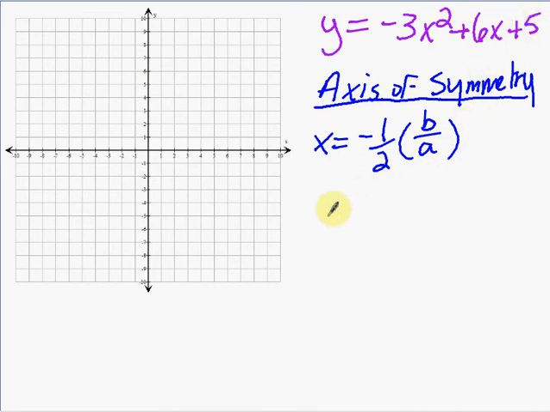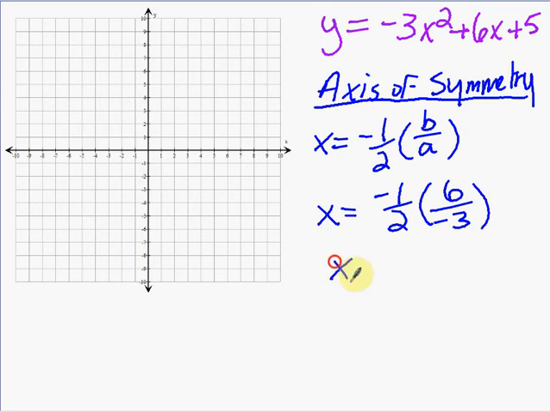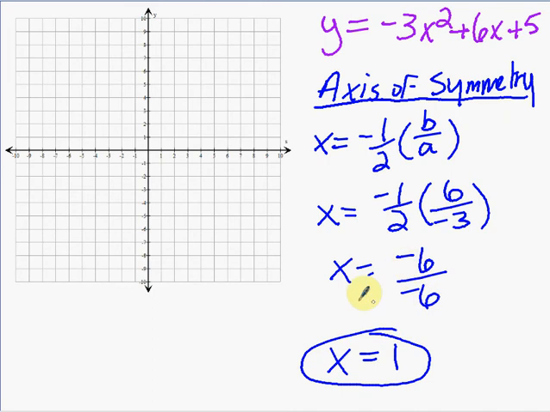So if I want to find my axis of symmetry, I'm going to fill in 6 for b and negative 3 for a, just like that. And now I'm going to do a little math. Multiply straight across. We have negative 6 over negative 6, and that tells us that our axis of symmetry is x equals 1.